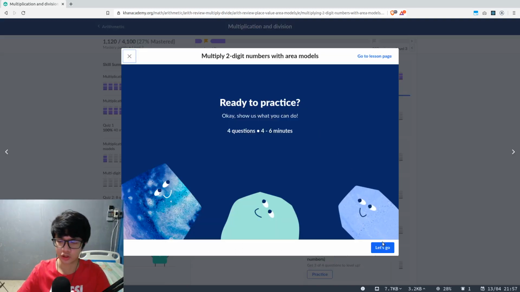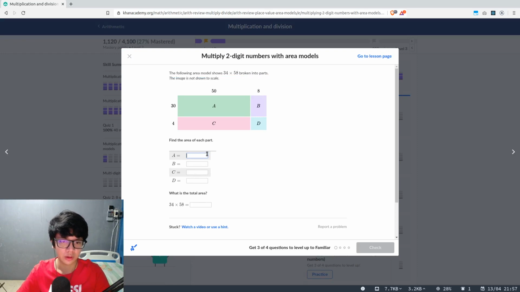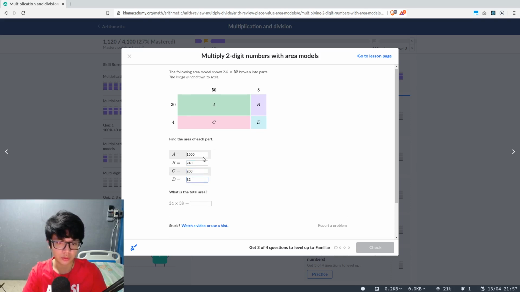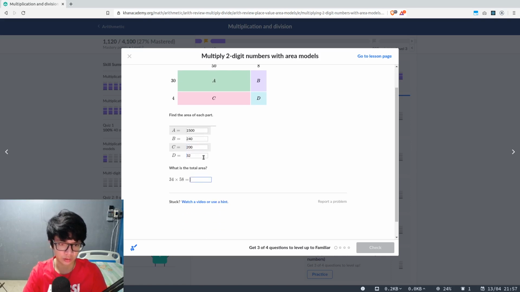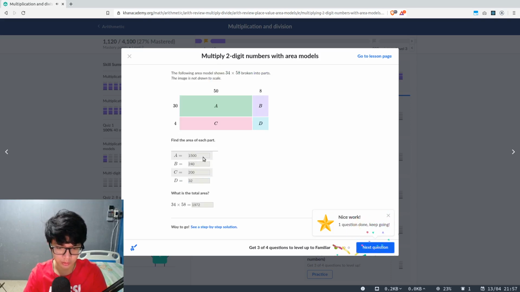Multiply 2-digit number with area model. Okay, that's pretty cool. What is the total area? Okay, so A is 1500. B is 240. C is 200, and D is 32. Oh no, I need to total everything. So that's 1940 plus 32, so 172. Please don't fail. Ah, yeah, so good.